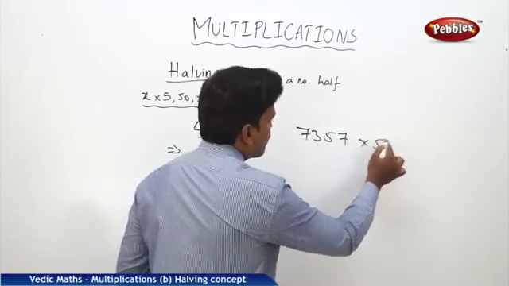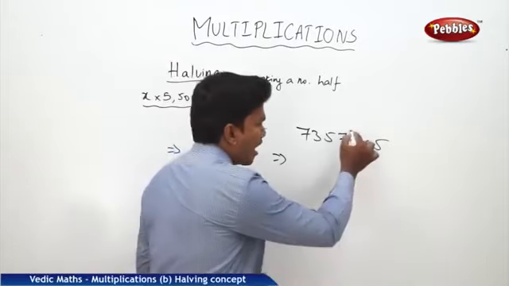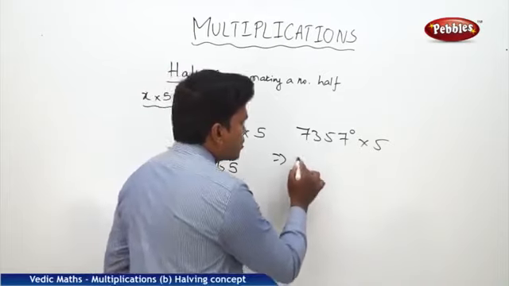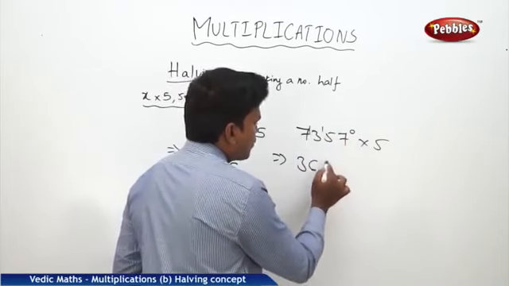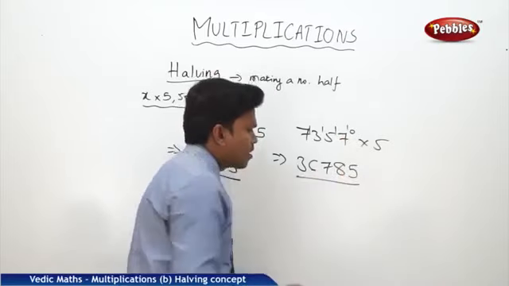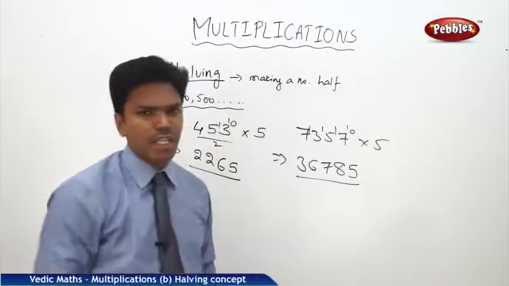One more example. 7357 into 5. I want to multiply 7357 into 5. What do I need to do? First step, add a 0 at the end. After adding a 0, make this number a half. So 2 3s are 2 6s are 2 7s are 2 8s and 2 5s. So my answer is 36785.